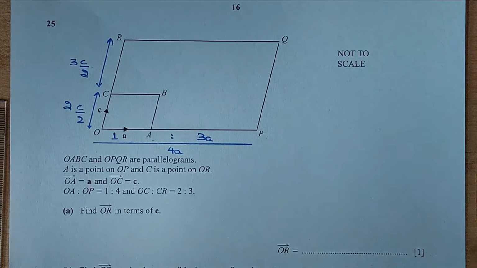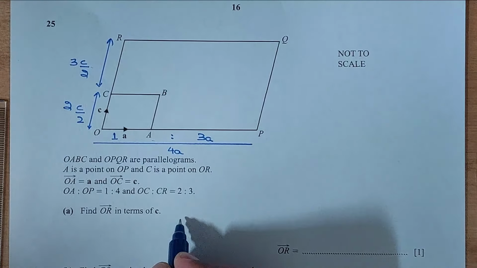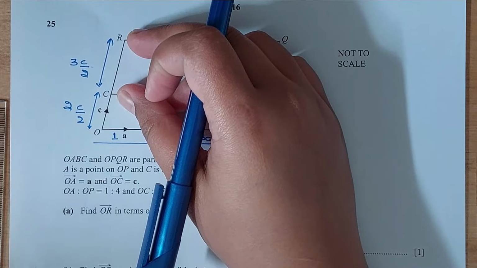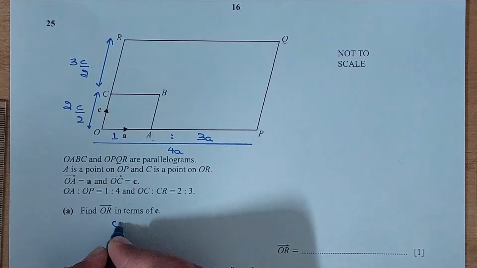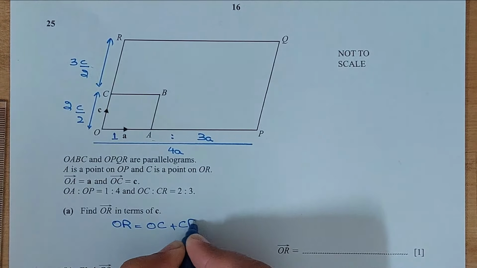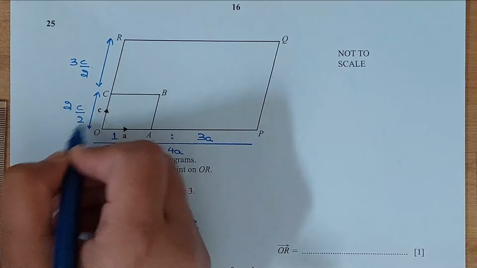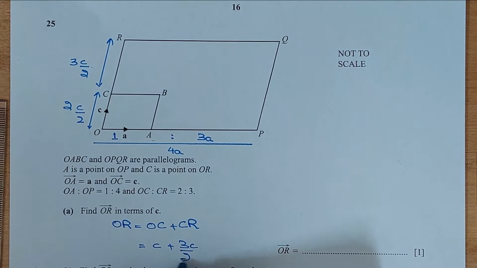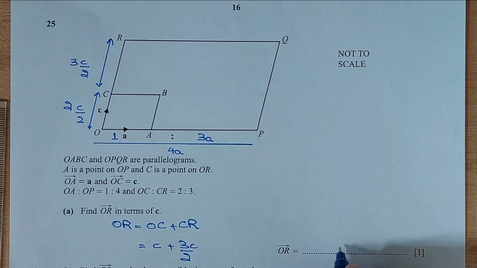Okay, now for part A, find OR in terms of c. O to R is this length, that is a sum of OC and CR. So let's do it. OR is a sum of OC plus CR. OC is c and CR is 3c by 2. Right, so we have 2 times 1 is 2 plus 3, that is 5c by 2. That is the length OR.